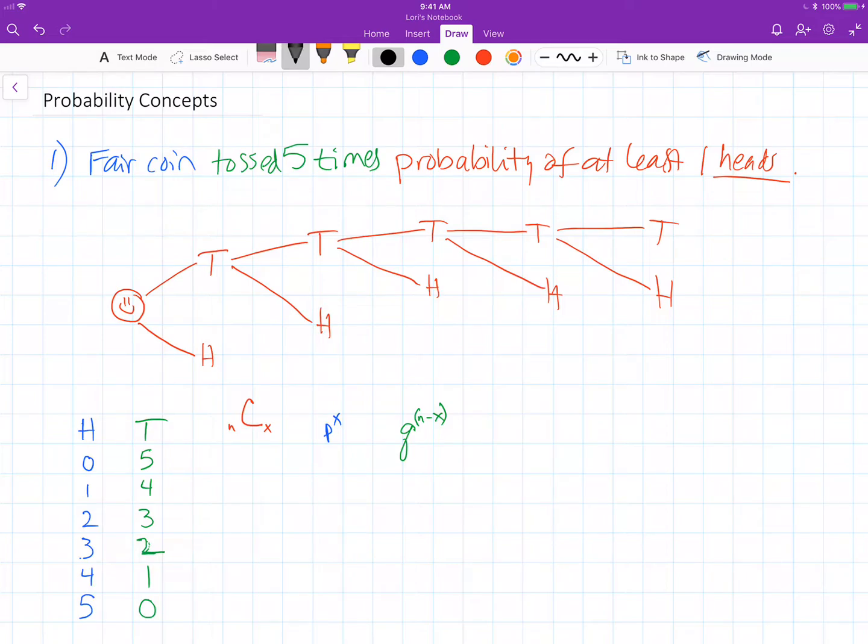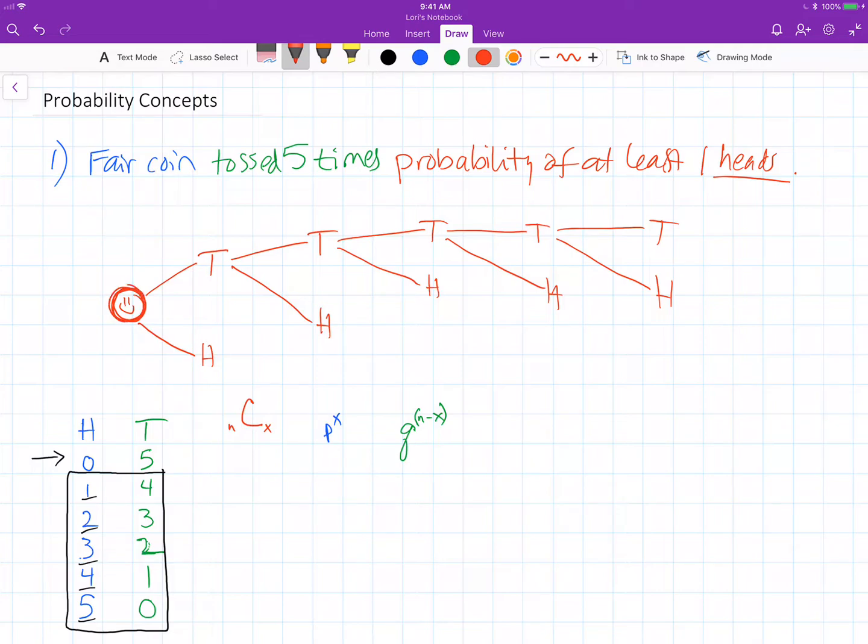What that means is, and I'm going to jump down to this space at the bottom, at least one heads means you could get 1 heads, or 2 heads, or 3 heads, or 4 heads, or 5 heads. The only possible choice where you would not get at least 1 heads would be if you got 0 heads. Let's start thinking about this by actually looking at our little coin.